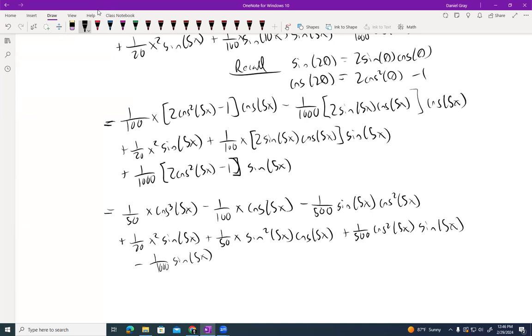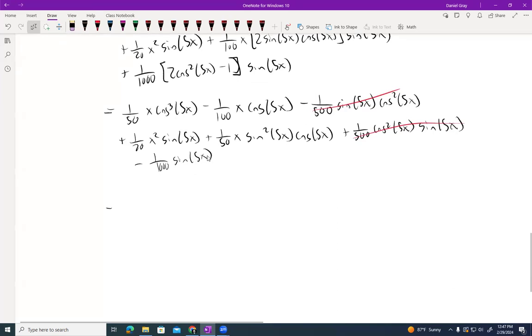Okay, so let's see if there's anything that cancels first of all. I have a 1 over 500 cosine squared of 5x sine of 5x, but I also have a minus 1 over 500 sine of 5x cosine squared of 5x. So that's going to cancel. That's good. Okay, anything else combined together? I have an x cosine of 5x term here. I have a sine of 5x term here. x squared, sorry, x there, x there. Okay, so let's see what else I can do then.